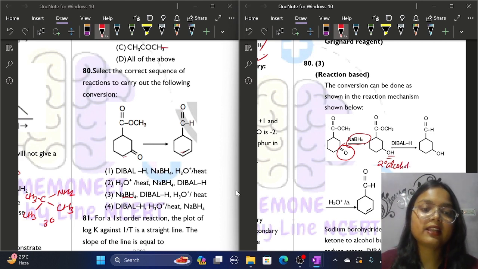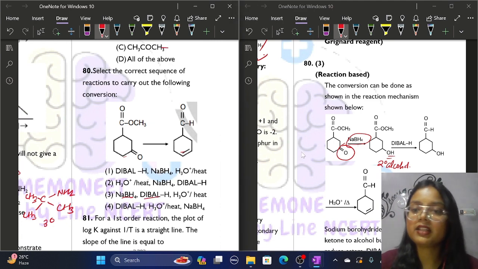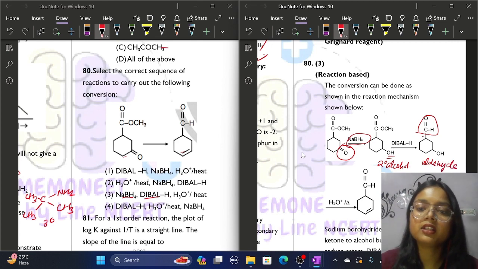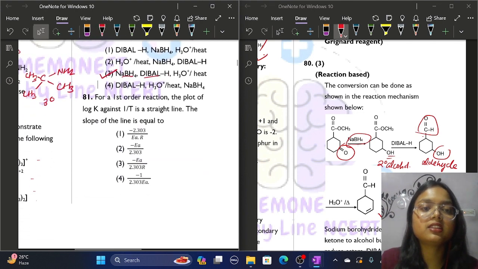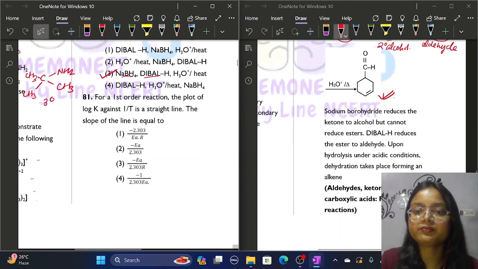Then DIBAL-H is used. What does DIBAL-H do? It reduces to the aldehyde group. So this compound will be reduced to the aldehyde group. Then on heating and reaction with H3O, this OH will be taken out and this type of amine reaction product is formed. So this is the product we have to form. Option 3 is the correct answer. We have to take these specific reagents.